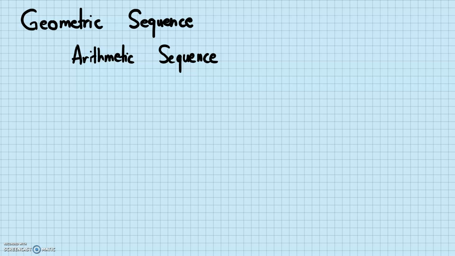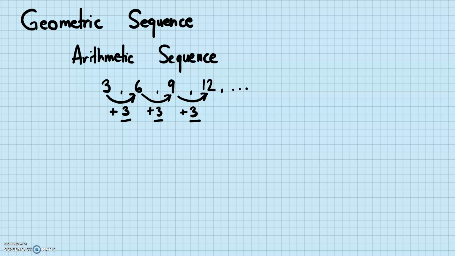Arithmetic sequence is basically a sequence like this. So let's say I have 3, 6, 9, 12, etc. And you can see to get the next term, we've added 3 each time. So this is an arithmetic sequence because you're adding the same number each time. And the number that you add is called the common difference. Okay, so this was arithmetic sequence.